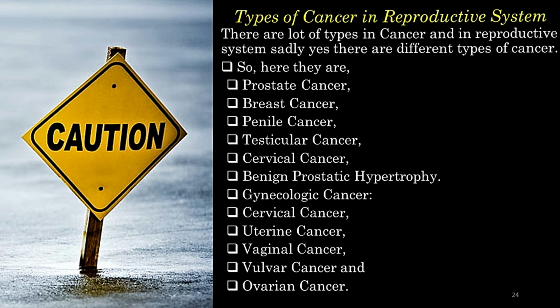There are lots of types of cancer in the reproductive system. So there are prostate cancer, breast cancer, penile cancer, testicular cancer, cervical cancer, benign prostatic atrophy, gynecologic cancer, cervical cancer, uterine cancer, vaginal cancer, vulvar cancer, and ovarian cancer.